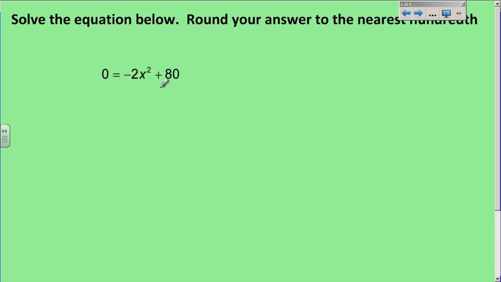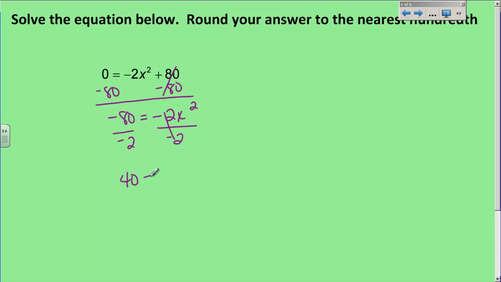So step 1, we're going to subtract 80 on both sides. And so I have negative 80 equals negative 2x squared. But I still need x by itself, so I'm going to divide both sides by negative 2, which gives me 40 equals x squared. I'm still going to take the square root. I'm still going to use that method. I'm going to take the square root of both sides so that I can have just an x and not an x squared. But 40, y'all should know, is not a perfect square.